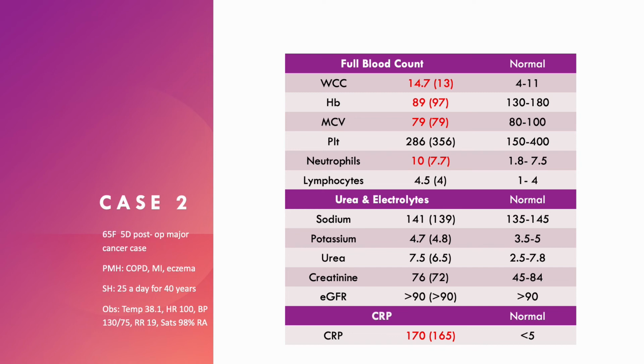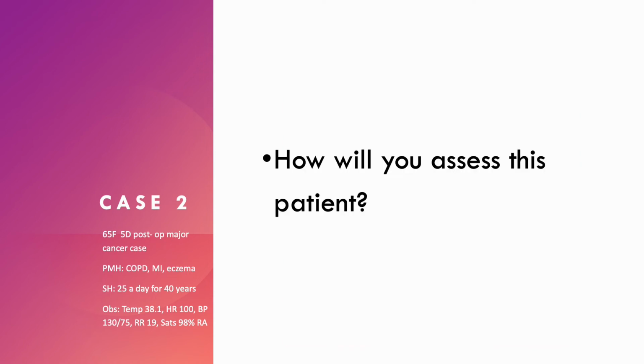And do we have any idea why that might not have increased? It's a lag phase protein. It usually takes around 24 to 48 hours to increase, so you will see an increase in this, but after the white cells have already risen. So how are we going to assess the patient? We're going to do an A to E assessment.